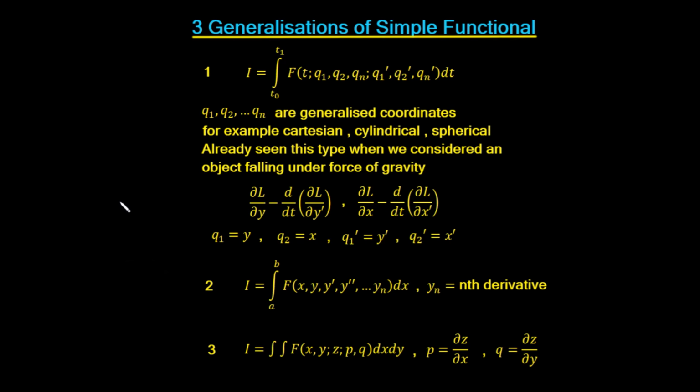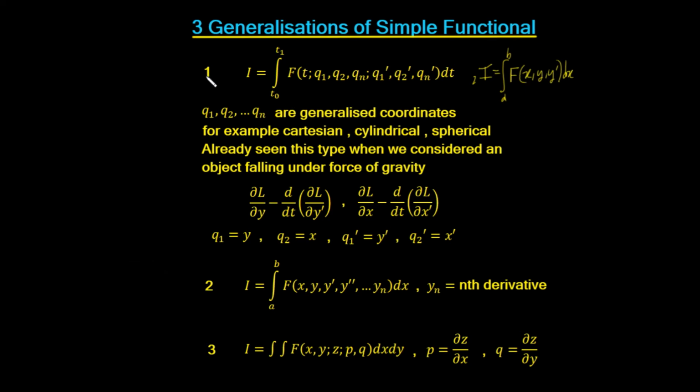In this section we're going to look at three generalisations to the simple functional. The simple functional that we've been using throughout this course is of the form I equals the integral from a to some point b of a function f of x, y, y dash, dx. Now we want to extend on this, and we're going to do it in three different ways.